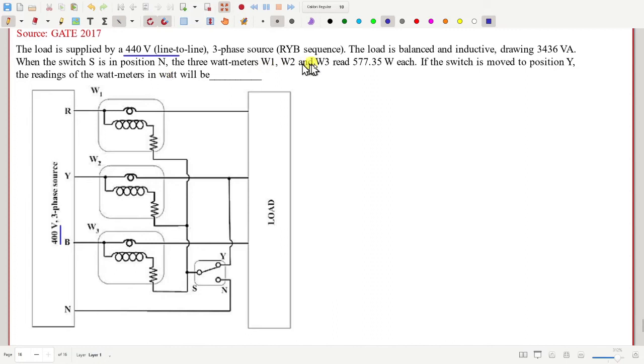Fine. Now there is a switch here, and this switch S can be connected to N or to Y. It is given that when this switch is in position N, then all the 3 wattmeters read the same value, 577.35. We have to find out what will be the readings of the 3 meters if this switch is connected to Y. Now here the polarities are not given. Let me give you the polarities to make it a little easier. But even if it is not given, you can still solve it.